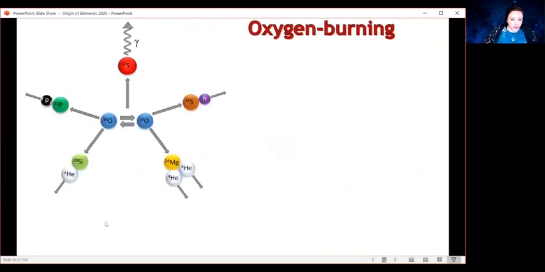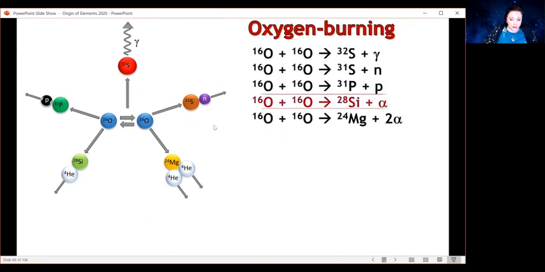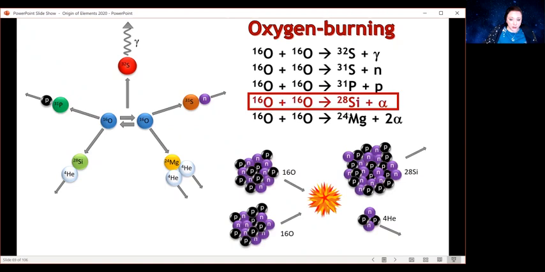And then the next step would be oxygen burning. So here you can see various different possibilities. Again, if you just stick two oxygens together, you're going to make a sulfur and have some energy released. But you could also make a phosphorus or a silicon with a helium, or a magnesium with two heliums, or a different isotope of sulfur with a neutron. And so that's represented here. Now, in this case, the most likely one to happen in the sort of conditions that we see inside the stars are going to be the ones that give us silicon. So here I've got two oxygens that we stick together, and then we get a silicon and an alpha particle or helium nucleus.